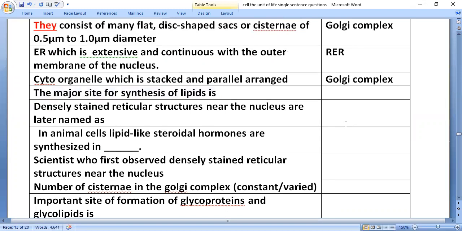Major site for the synthesis of lipids is smooth endoplasmic reticulum. In animal cells, lipid-like steroidal hormones are synthesized in smooth endoplasmic reticulum. Densely stained reticular structures near the nucleus were first observed by Camillo Golgi, and were later named Golgi complex. Number of cisternae in the Golgi complex, constant or varied? They are not constant, they are varied.